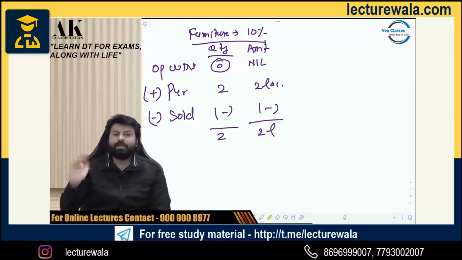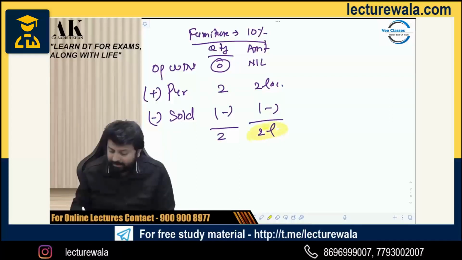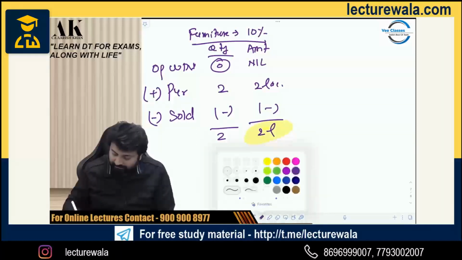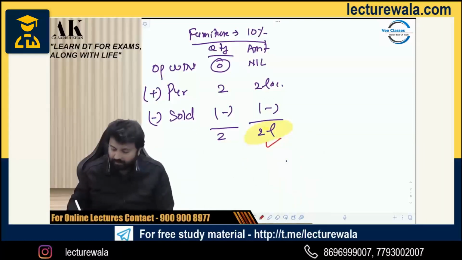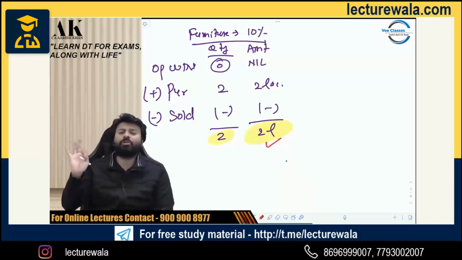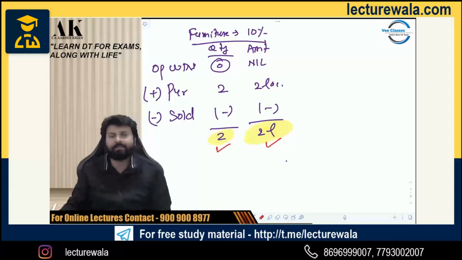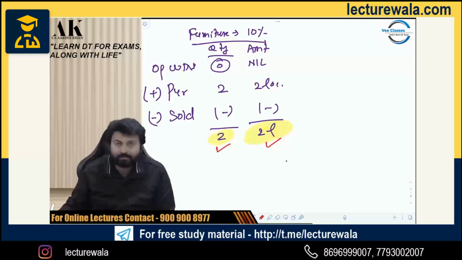So you have to fulfill two conditions. On the last day, the block must be positive. Is it positive? The answer is yes. This box is ticked. On the last day, the block should not cease to exist. It means the block should not become zero. At least one asset has to be there in the block. This box is also ticked. Now let's violate these one by one.